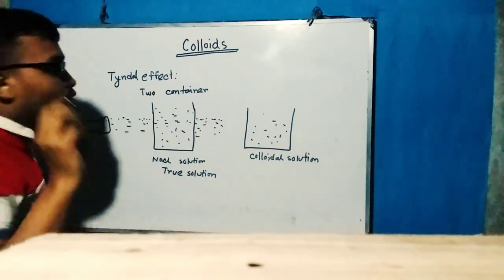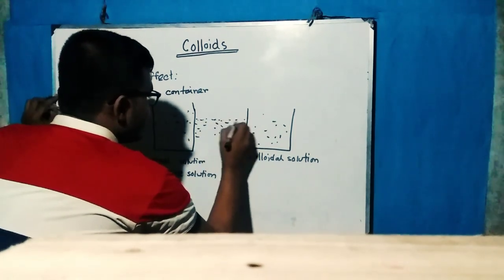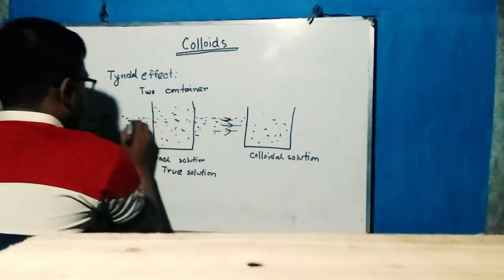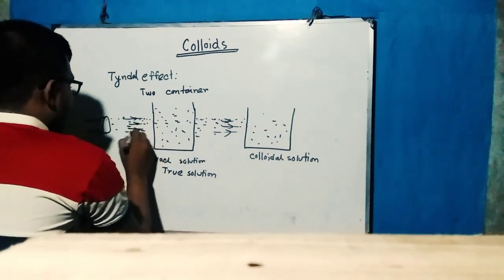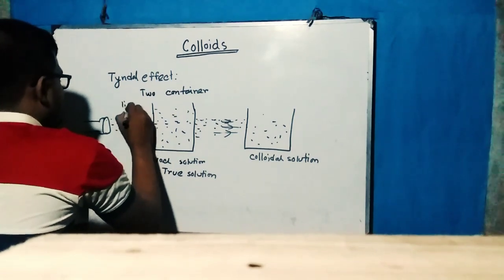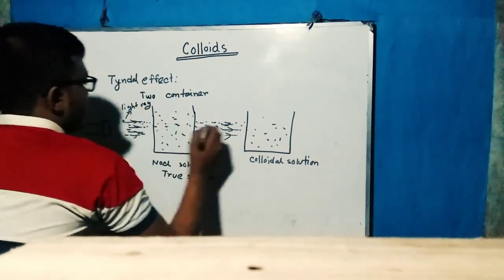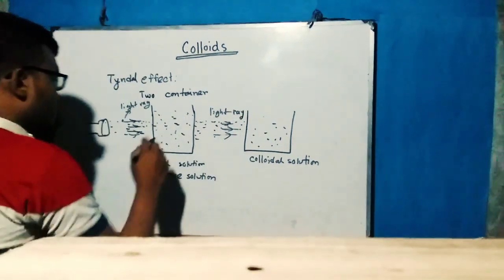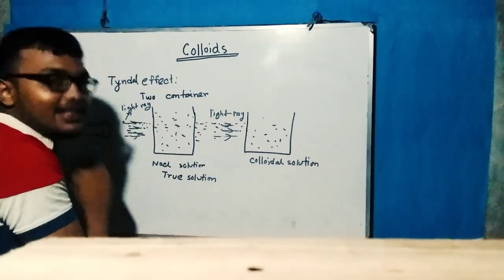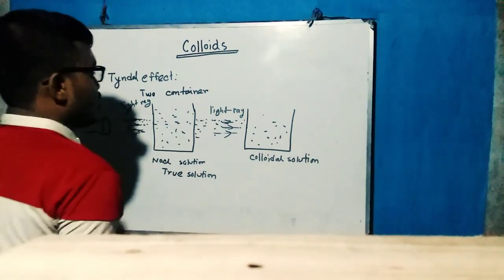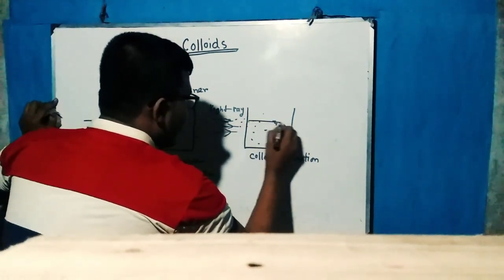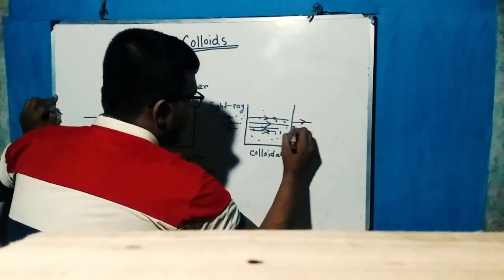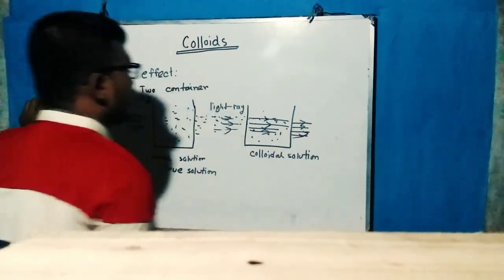But if we take the colloidal solution, we will find that the light ray is going through it. In a true solution we won't find any path of the light ray, but in a colloidal solution we will find the path of the light ray, and the light will be emitted on the other portion of the container.